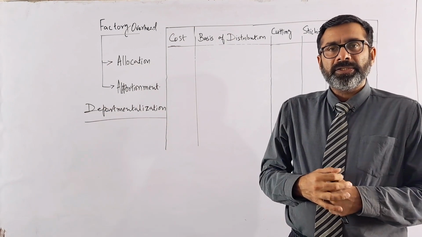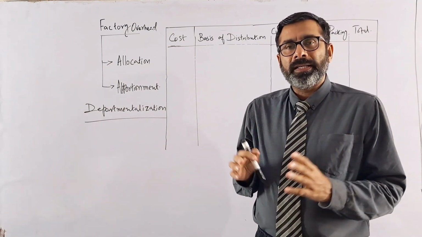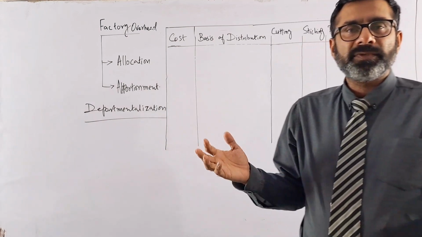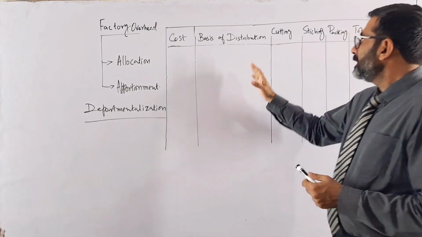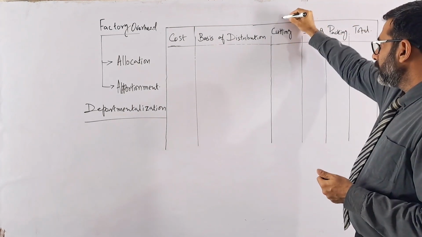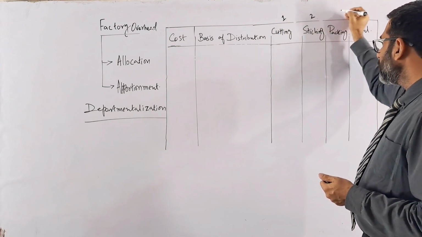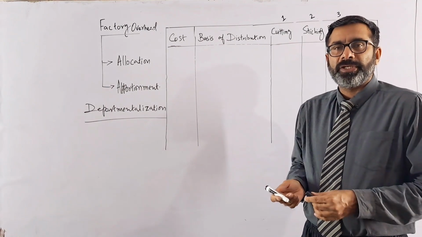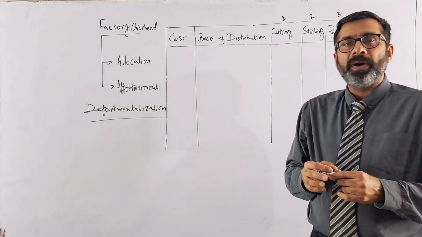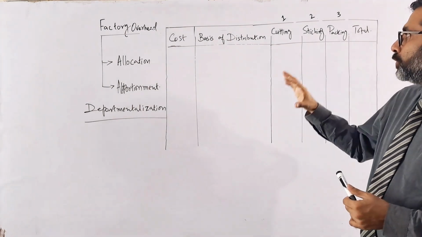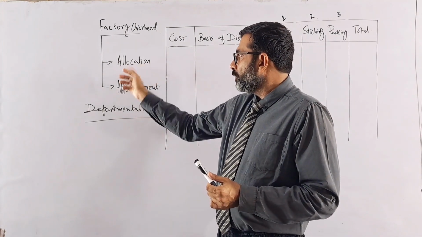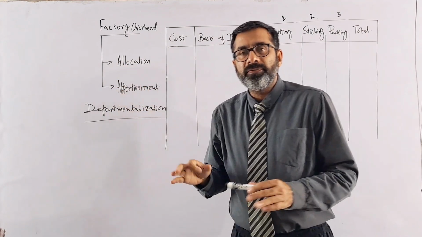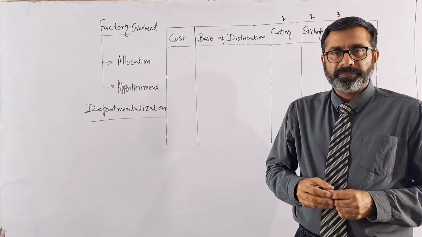What is departmentalization? There is a possibility that in one organization there may be more than one department. We just take a simple example of a garment factory. Let's say they have department number 1, a cutting department, the second is the stitching department, and the third one is the packing or finishing department. So these are the 3 main departments in a garment factory. What we need to know is why the factory overhead is allocated and why it is apportioned, what is the purpose and what is the need for them.